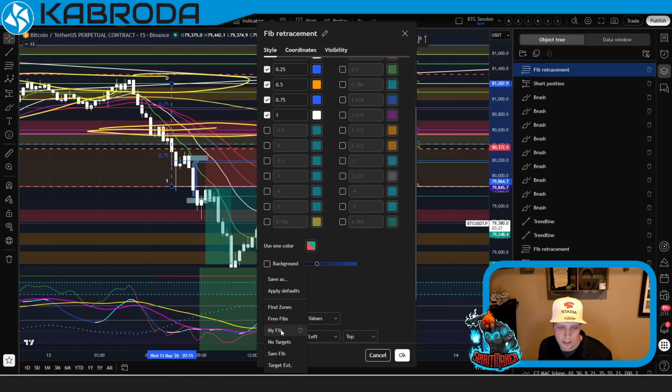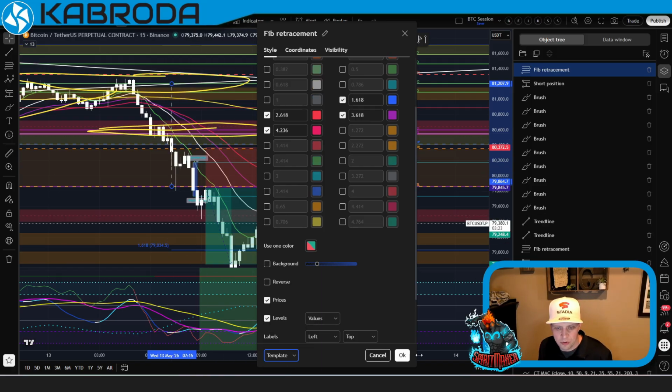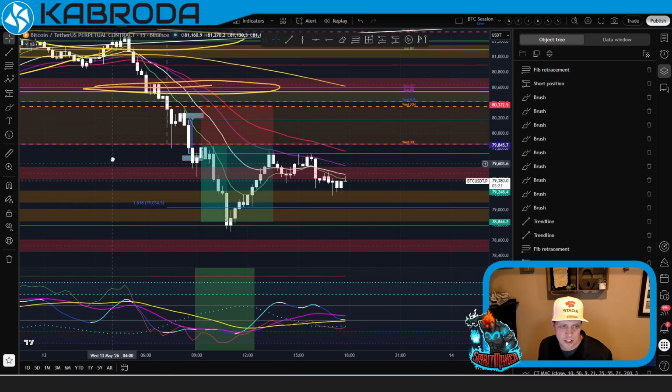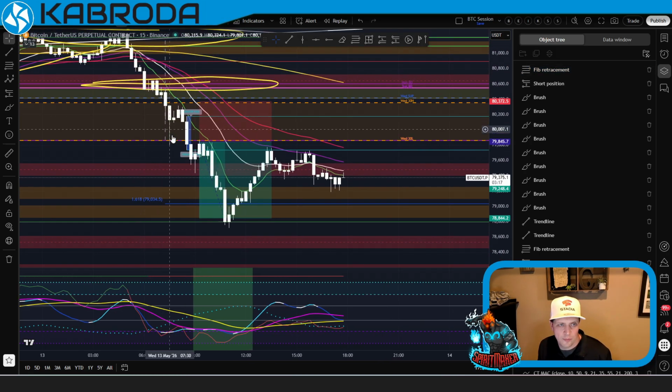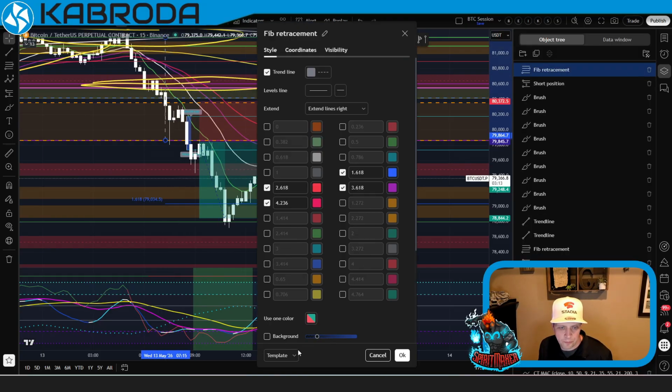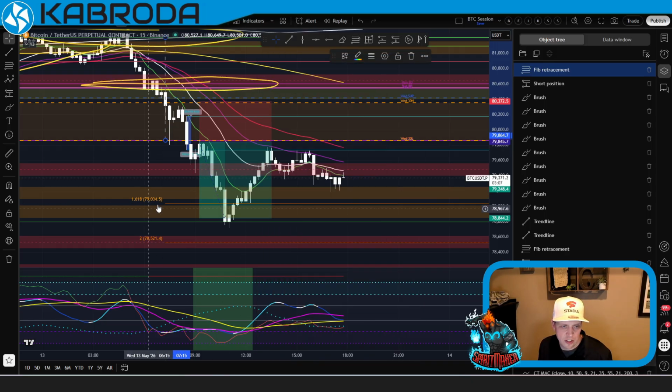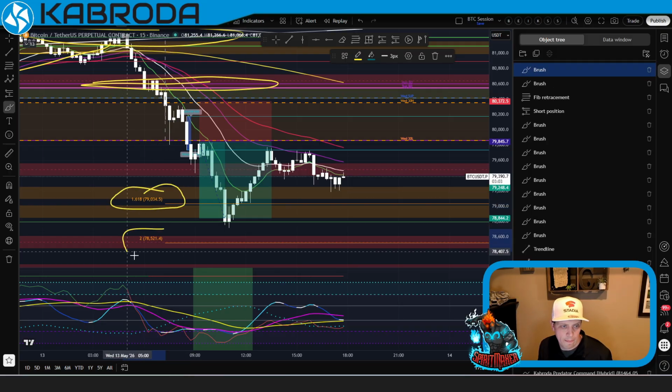But my target extensions is what I like to use. And this actually gives me different extensions that we could have. I do have another setting that I've showed you guys in the past. I'm going to flip to that one as well. These are my actual fib levels. You can see target 1, here's target 2 that we had marked up.